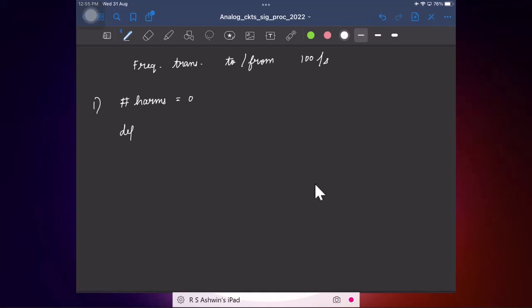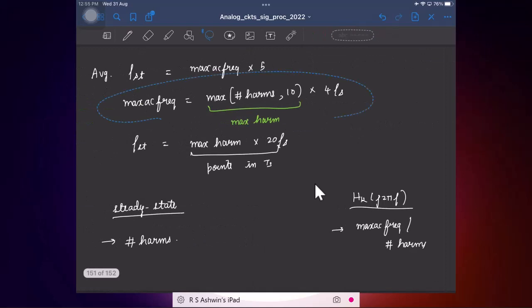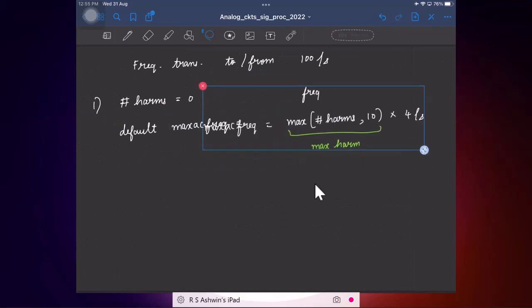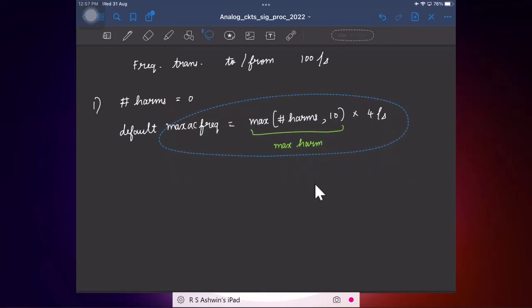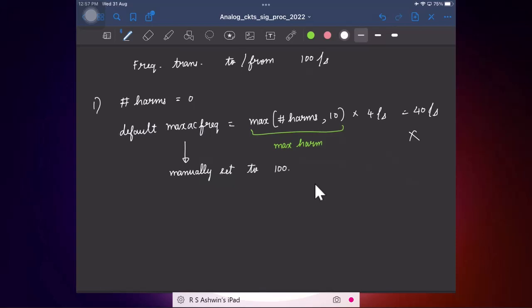Which means the default value that max AC frequency takes, let me copy. Yeah, what is it? It is 40 Fs, right? But we see that we need translation till 100 Fs, so the default value will not work. So you need to manually set it to 100 Fs. That's one way.